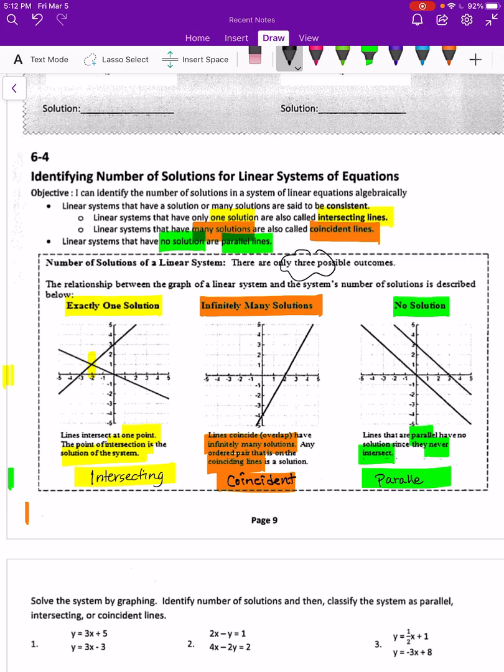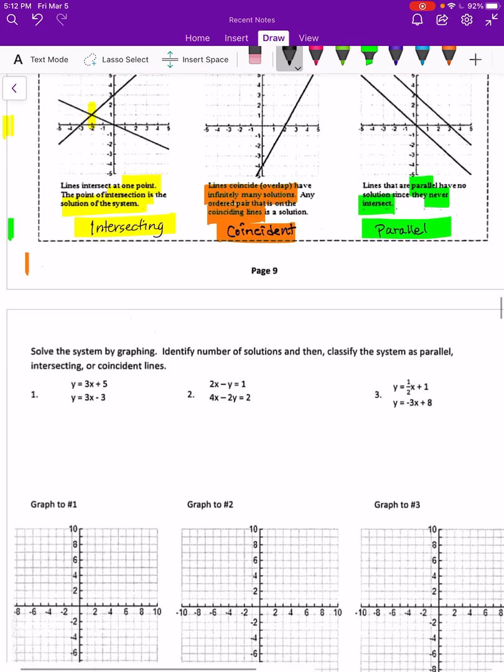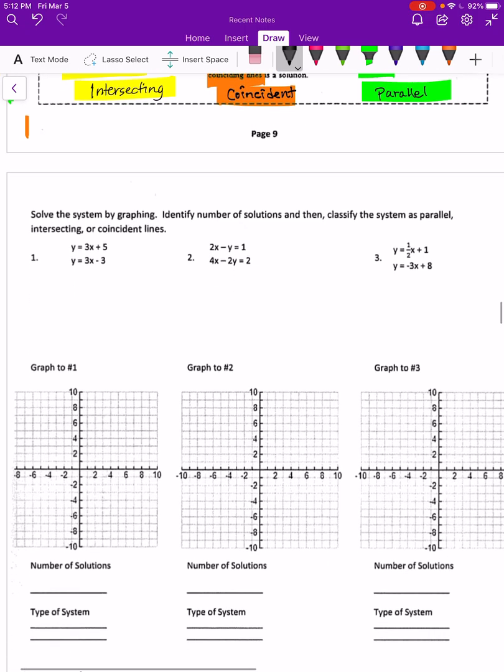Now, we're going to do this 2 ways. The first way we're going to solve these is graphically, or through a graph. And then in our next lesson, we will show you what they look like algebraically, so you can see the difference between the two. So it says solve the system by graphing. Identify the number of solutions and then classify the system as parallel, intersecting, or coincident lines. We already did some graphing, so this is kind of nice to review.